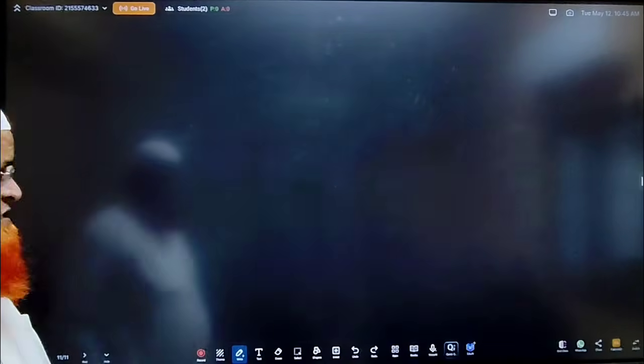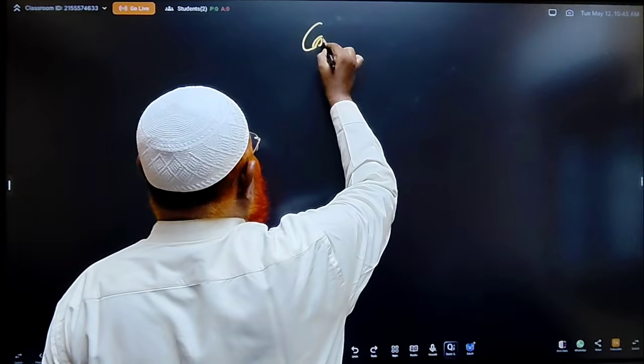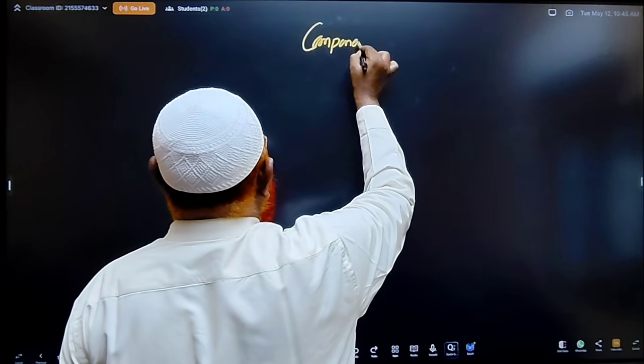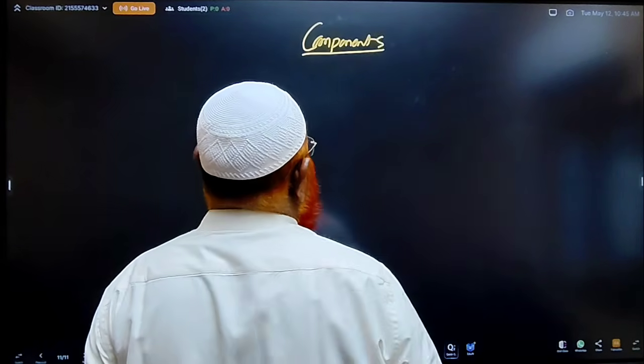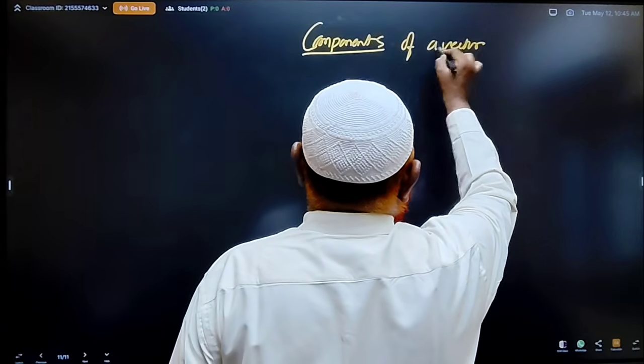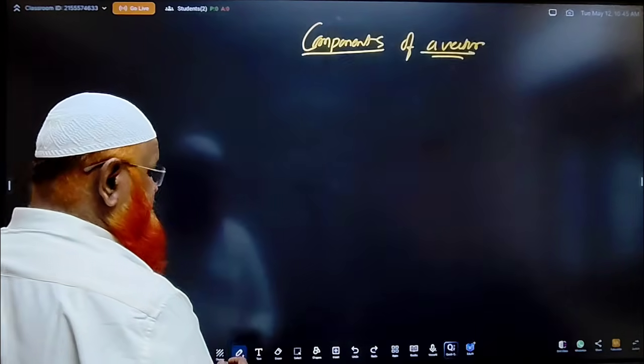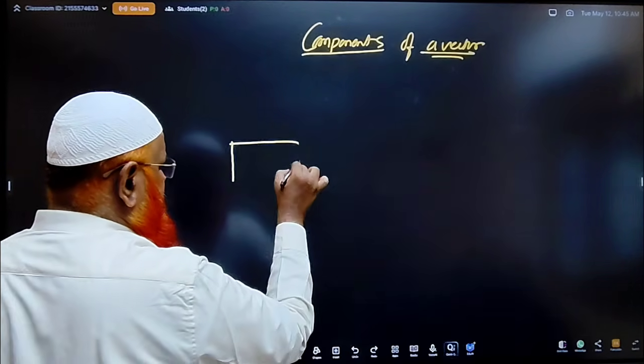Now the thing is, till now I have explained about components, but you couldn't get what is the meaning of component. Components of a vector. A beautiful example I will give you so that you will understand what is the meaning of component. For example, I have taken one trolley.